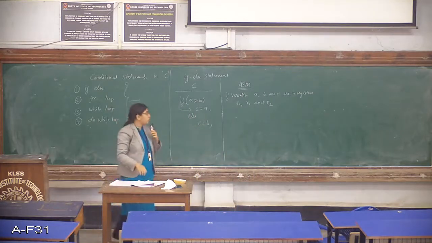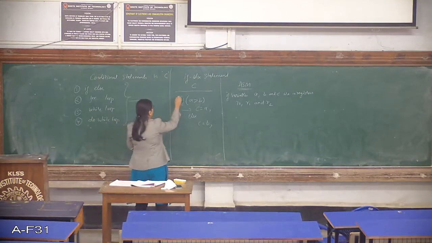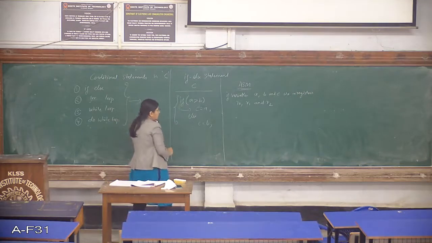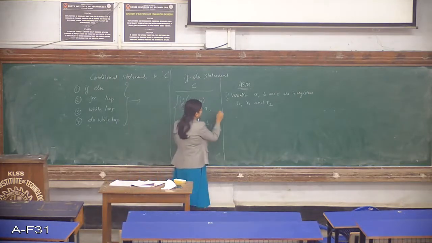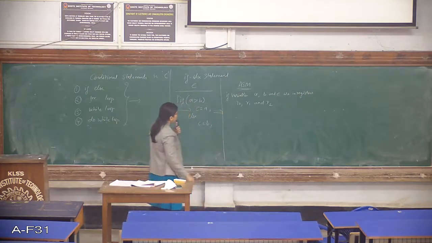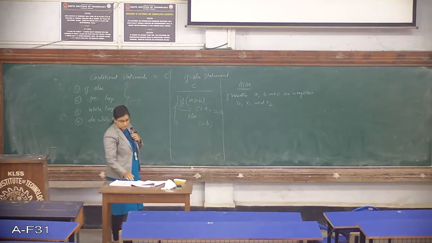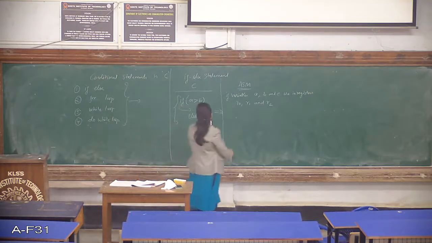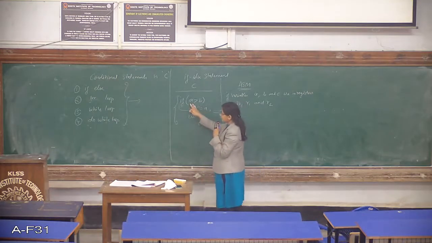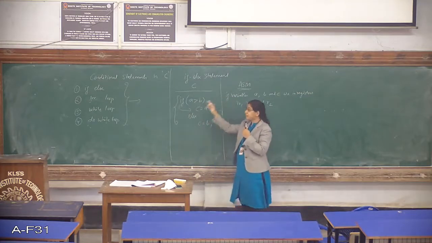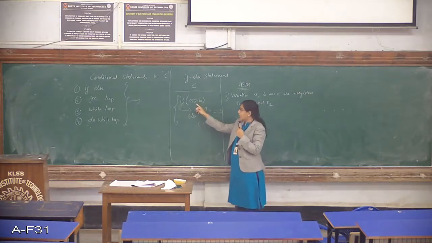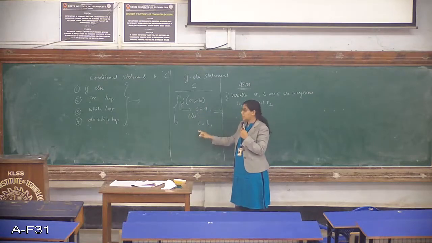So after you compile this C code, you will be getting an equivalent assembly code. So what is that equivalent assembly code which we get here? Since the first statement here is a comparison, you are comparing A with B. If it is greater, do this, else you'll be doing this.